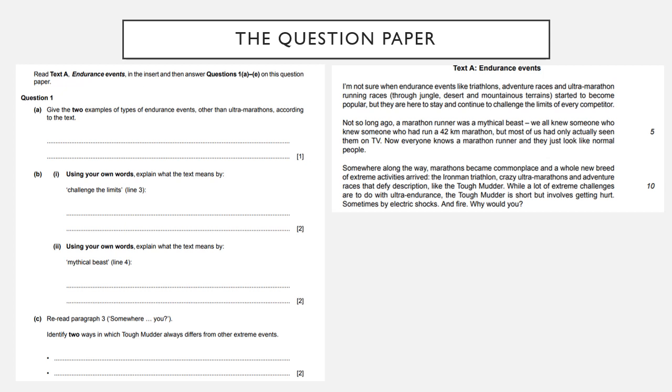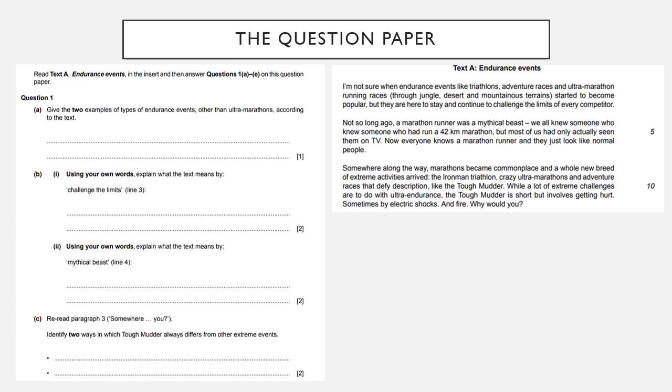Okay, then let's have a look at paragraph 3. Let's reread it. It says, "Somewhere along the way, marathons became commonplace and a whole new breed of extreme activities arrived. The Ironman triathlon, crazy ultramarathons, and adventure races that defy description, like the Tough Mudder. While a lot of extreme challenges are to do with ultra endurance, the Tough Mudder is short, but involves getting hurt, sometimes by electric shocks and fire." Why would you? And then it says, identify 2 ways in which Tough Mudder always differs from other extreme events.